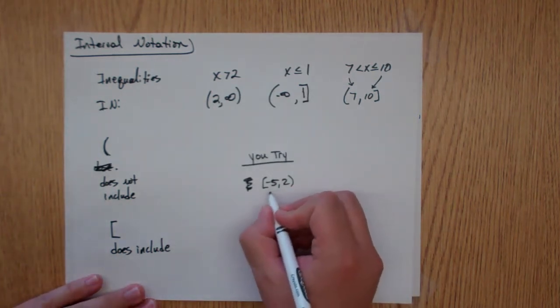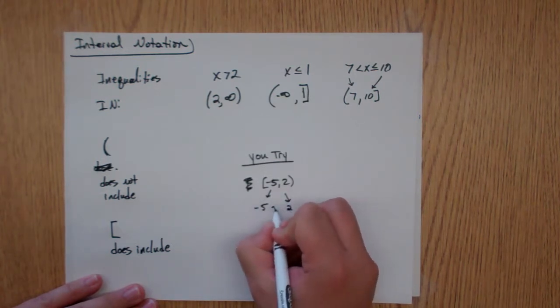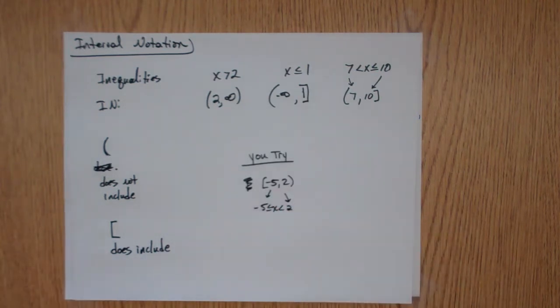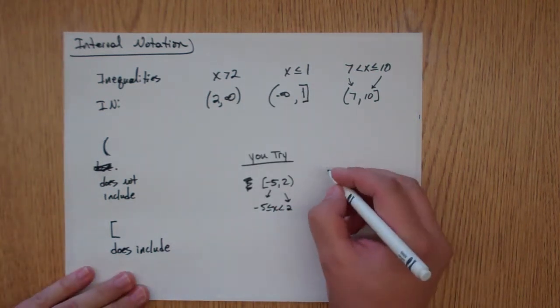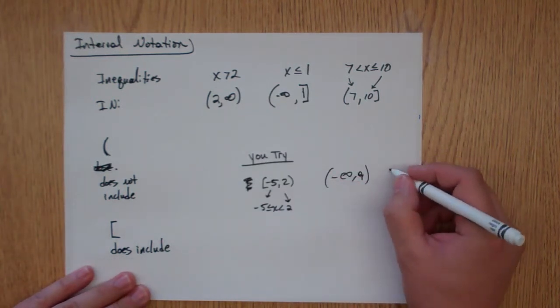Alright, hopefully you did. You brought this over here, -5. You brought this over here, 2. X is in the middle. The -5 is included, and the 2 is not. Alright. Try this one. And try this one.